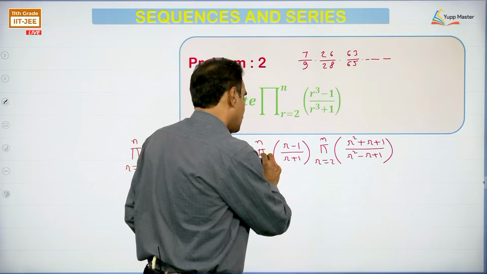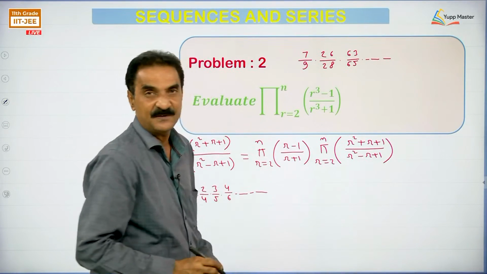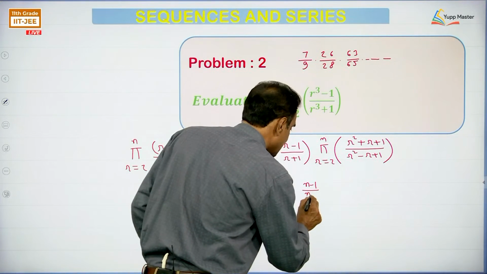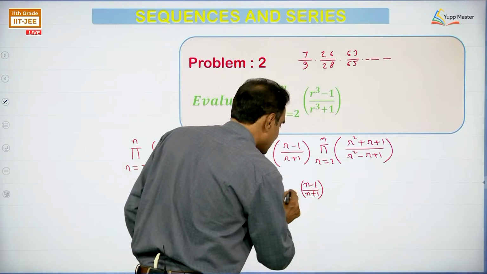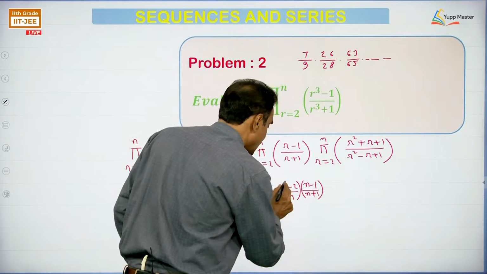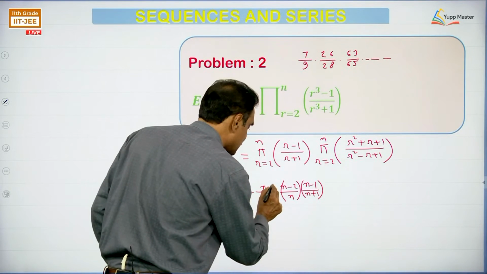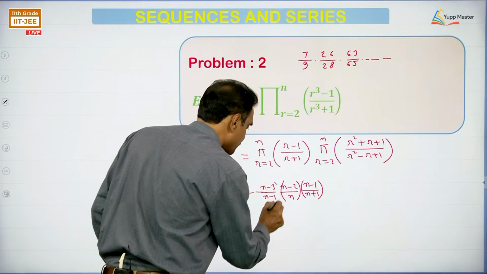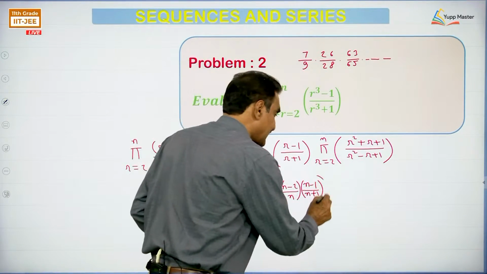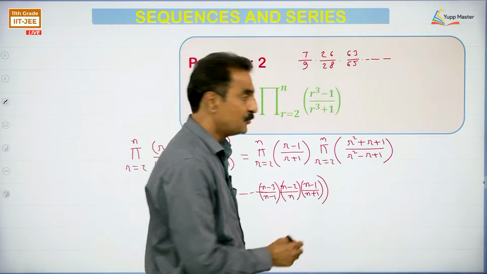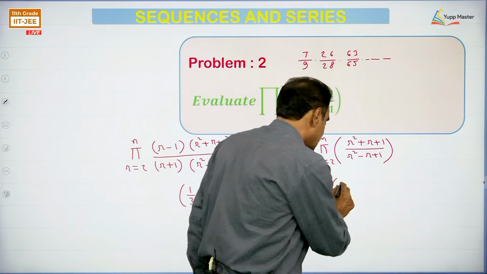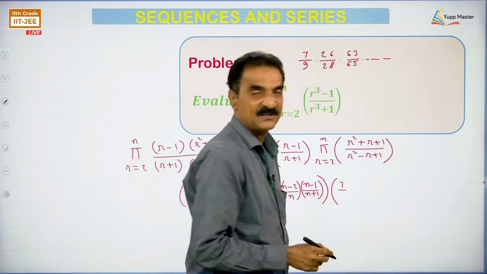Here, let us take the last 3 terms of this expansion. Last term is n minus 1 by n plus 1, and before this you will get n minus 2 by n, and before this you will get n minus 3 by n minus 1. Alright, this is the first product. Now coming to the second product, putting r is equal to 2, how much will you get? 2 square plus 2 plus 1 is 7 by 2 square minus 2 plus 1 is 3.